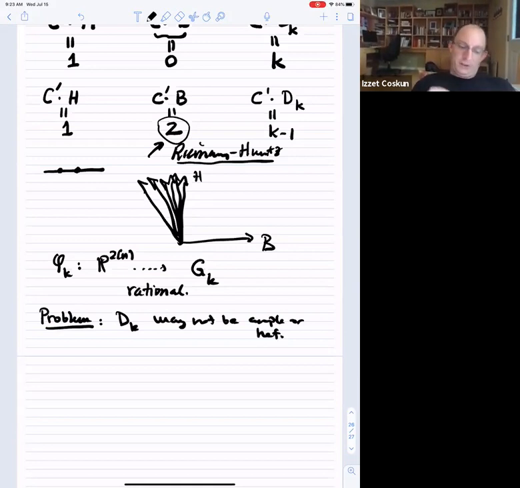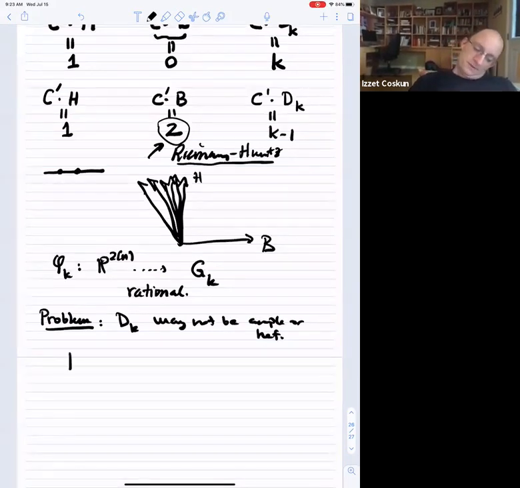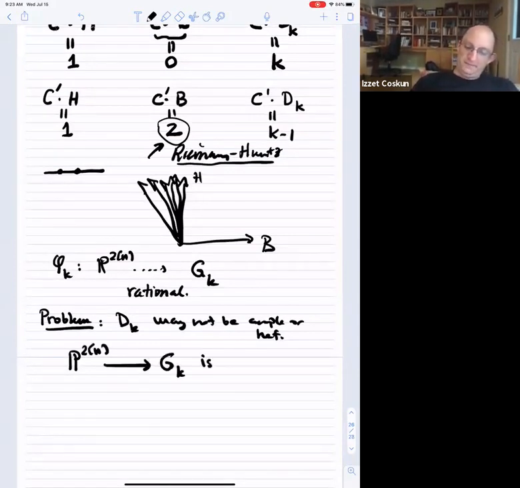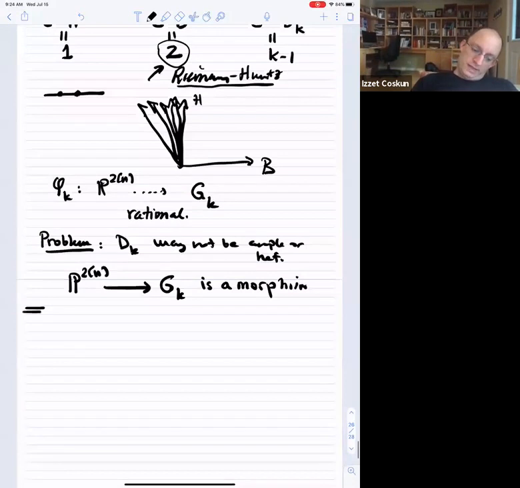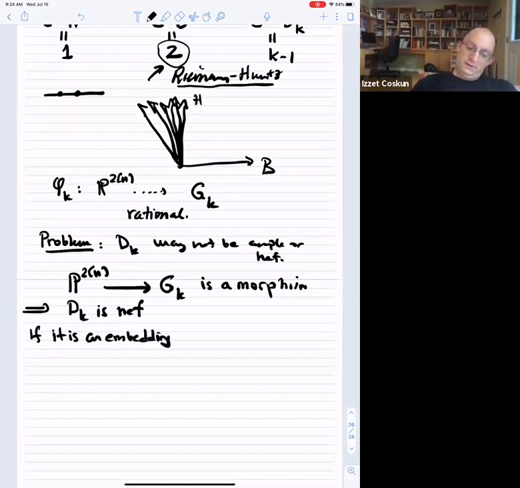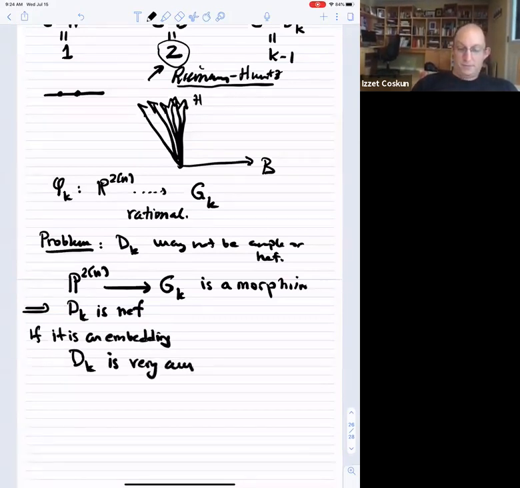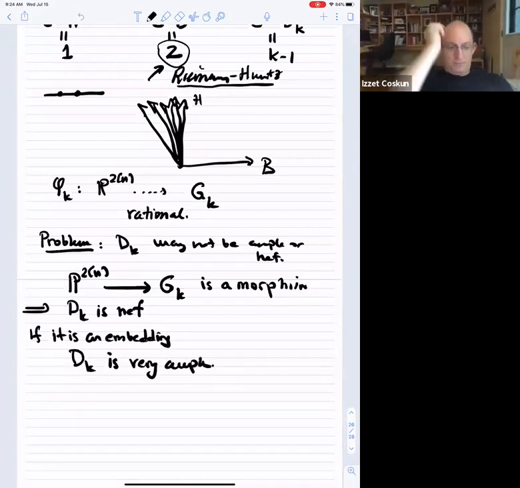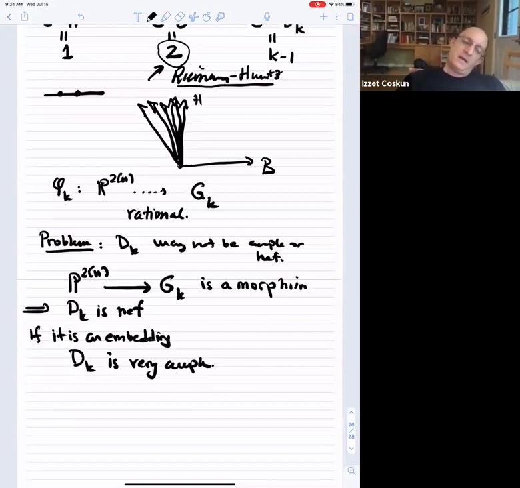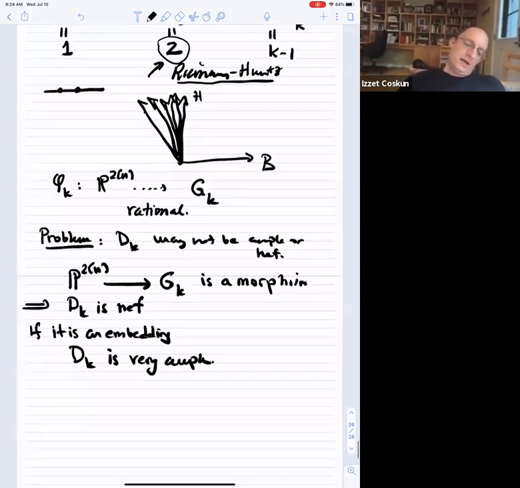On the other hand, you see, if we knew that the map was a morphism, if the map from the Hilbert scheme P^[n] to G_k is a morphism instead of just a rational map, then we could conclude that dk is nef, right? And if it's an embedding, then we would get that dk is ample or even very ample, right? So then the question you run into is when is this map not just a rational map, but a morphism? So now let me tell you the theorem.